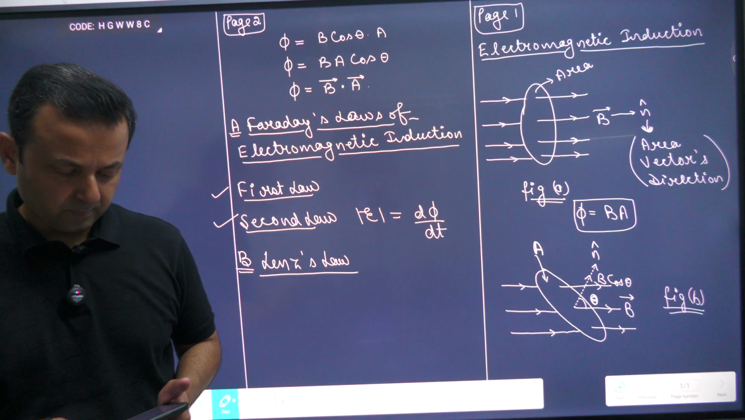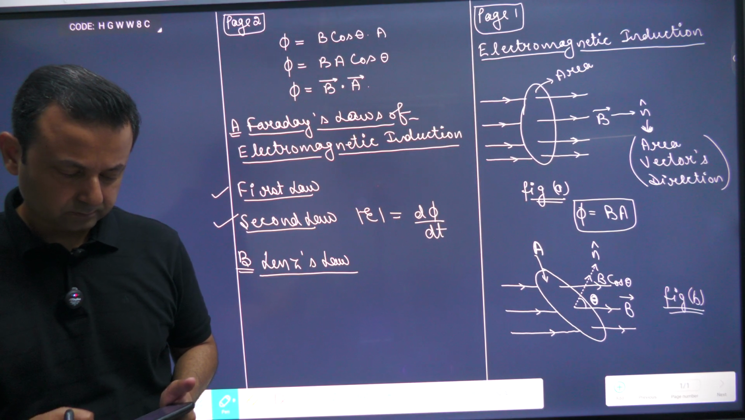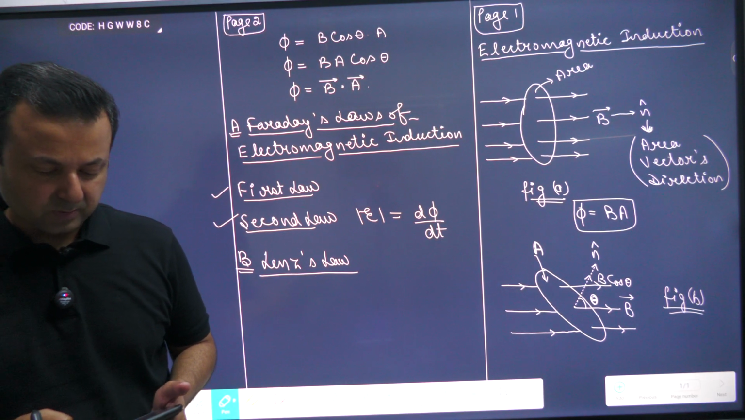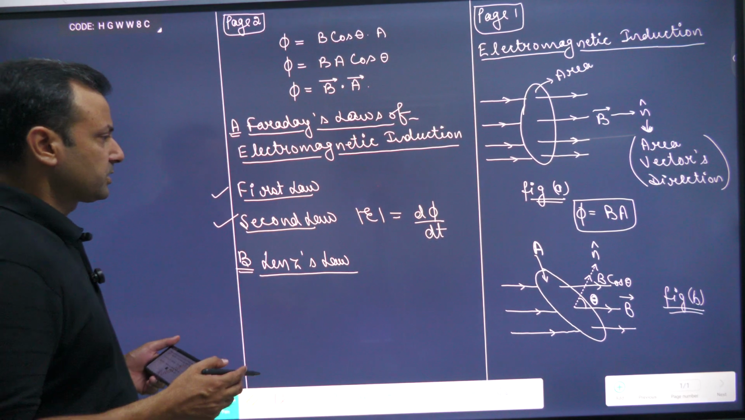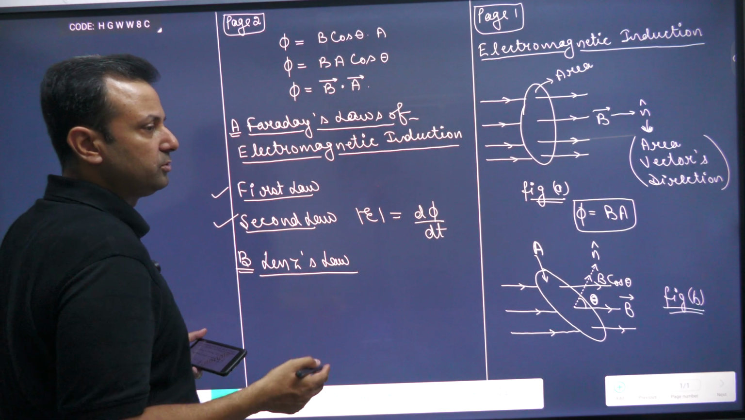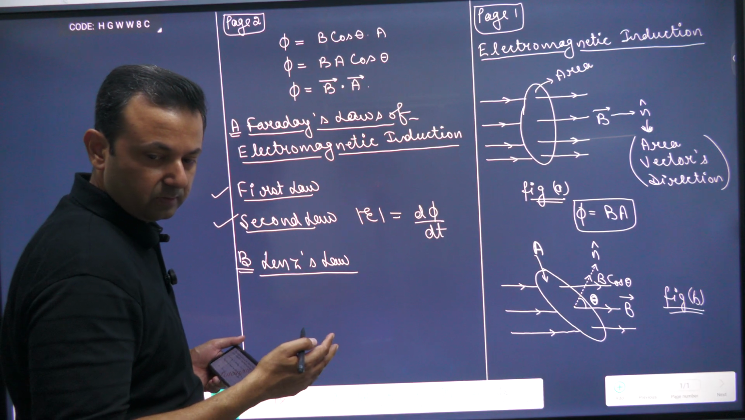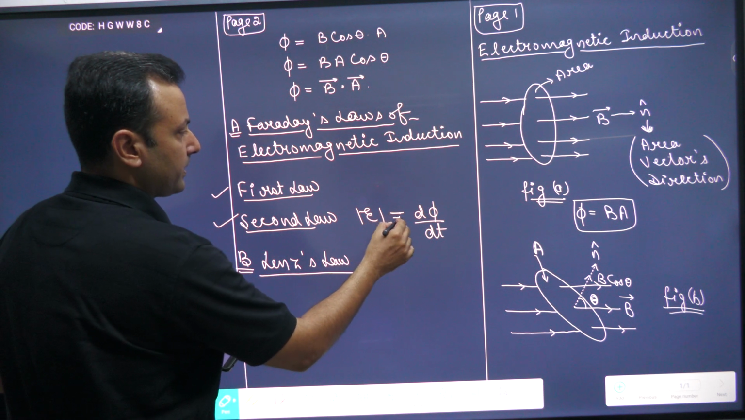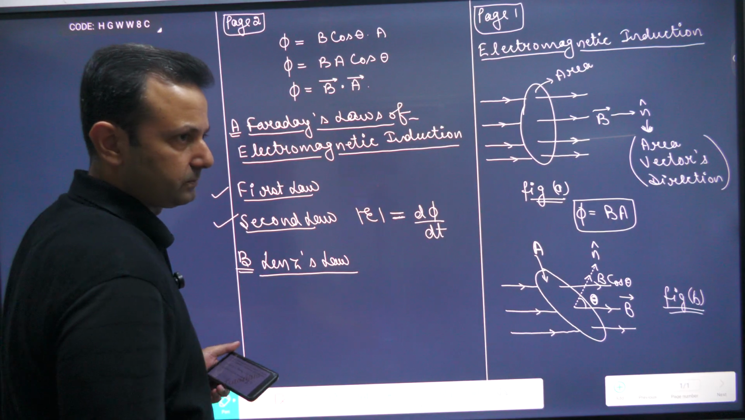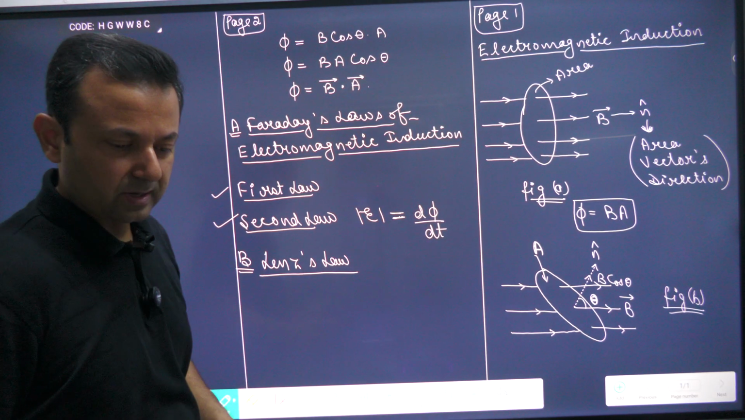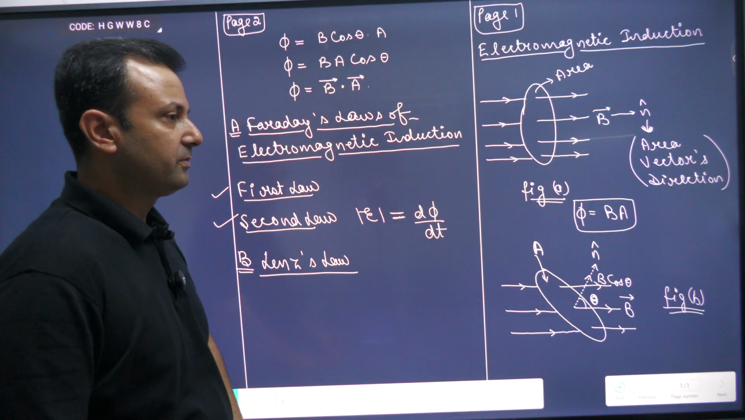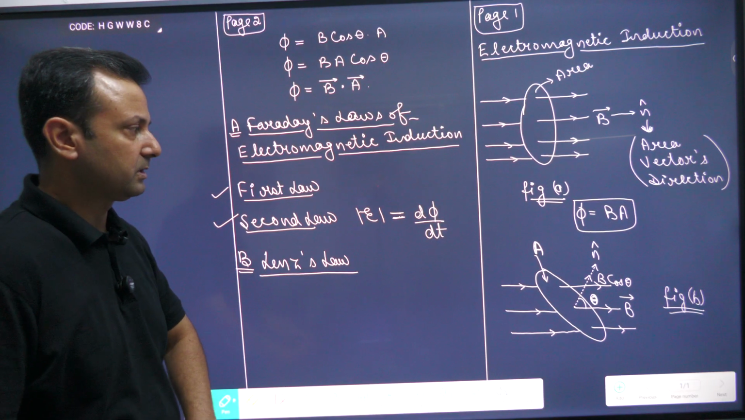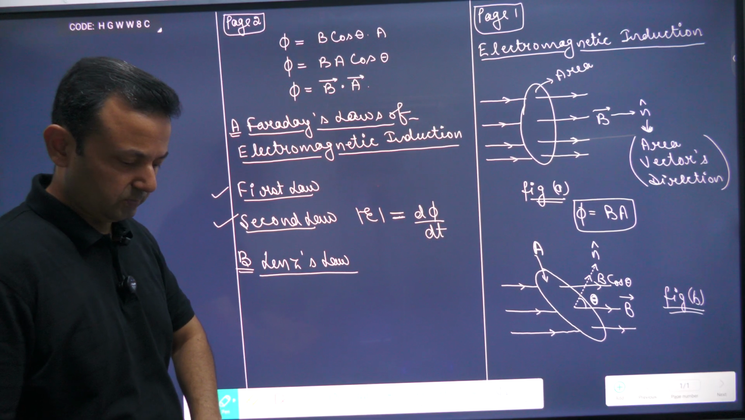Okay. Let's do one topic. This is the mathematical form of the laws of electromagnetic induction. Expression for induced EMF. This EMF is getting induced, which means this EMF is getting produced. As long as the magnetic flux keeps on changing, the EMF keeps on getting induced. The EMF keeps on getting produced.